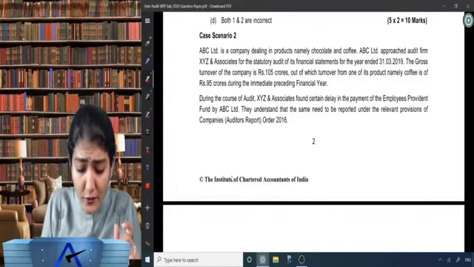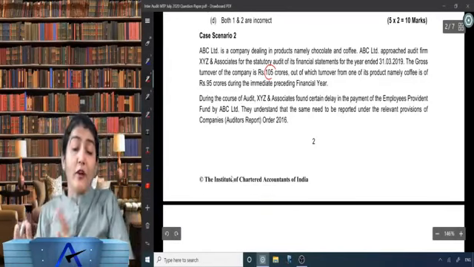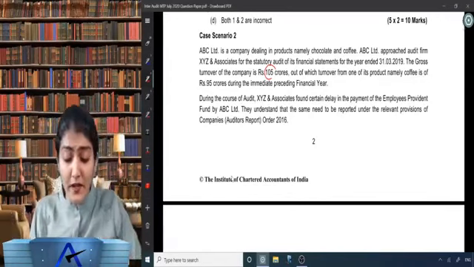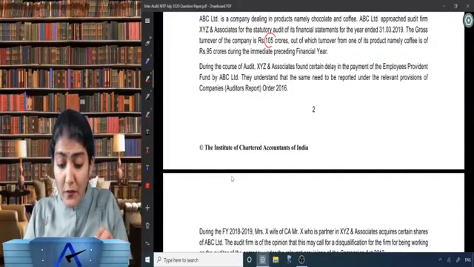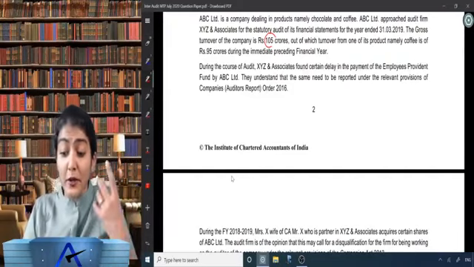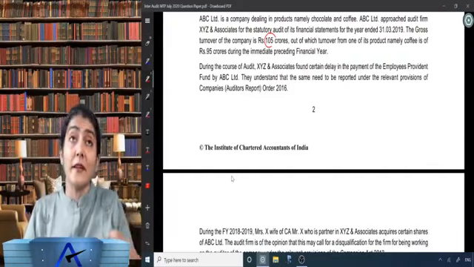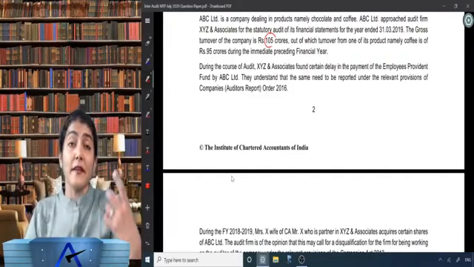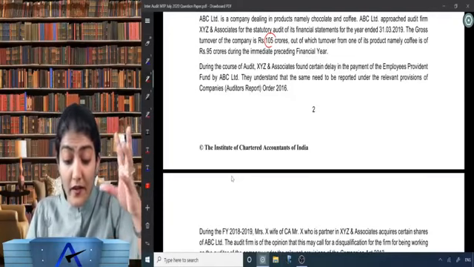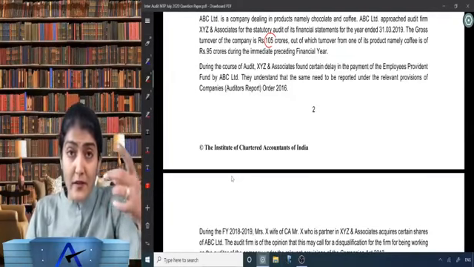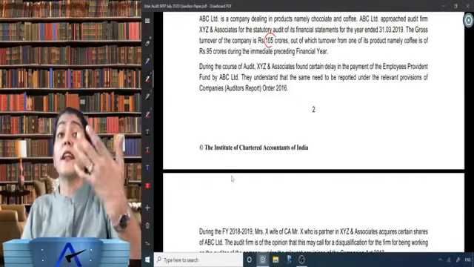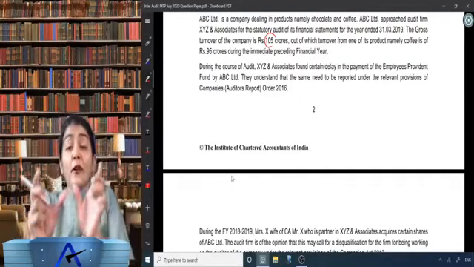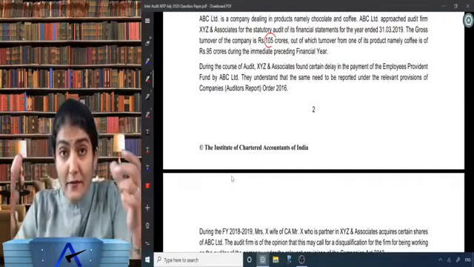Right, so gross turnover is 105 crore, out of that coffee is 95 crore, during the immediately preceding financial year. During the course of audit, XYZ and Associates found certain delay in the payment of the Employee Provident Fund of ABC by ABC Limited. Right, so statutory dues, there is a delay in the payment. They understand that the same needs to be reported under the relevant provisions of CARO. Thus, undisputed statutory dues, the regularity of payment, and those which are outstanding for a period of more than 6 months, as on the date of balance sheet, from the date they became payable.